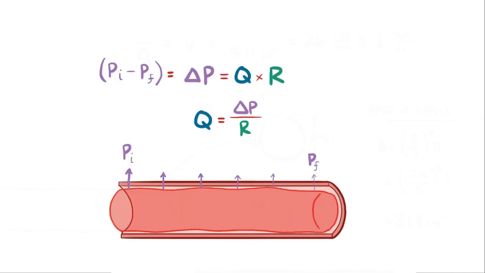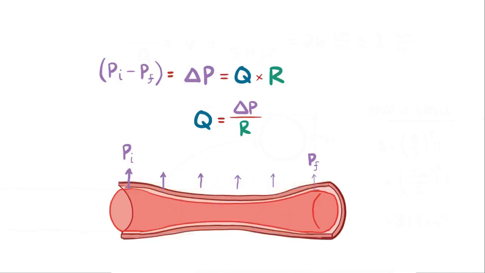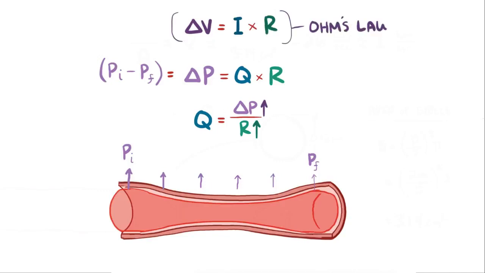So for example, let's say that the blood vessel narrows, which increases the resistance. In order to keep the flow of blood to organs the same, the pressure difference has to increase, and this is typically what happens. This equation might look familiar to a similar equation where change in voltage V equals current I times resistance R, which is also known as Ohm's law, an equation used in electrical circuits.